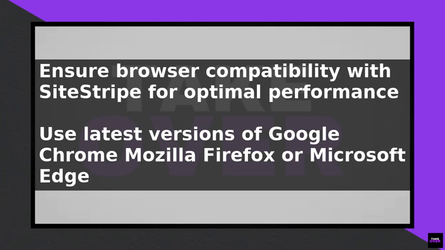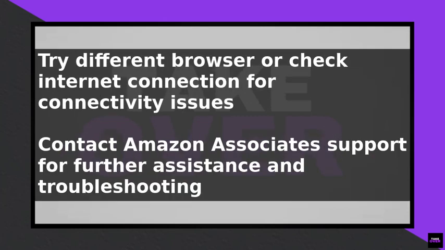If none of these solutions work, try using a different browser or checking your internet connection to rule out any connectivity issues. It is also a good idea to check Amazon's system status page for any outages or maintenance that may be affecting Sitestripe.